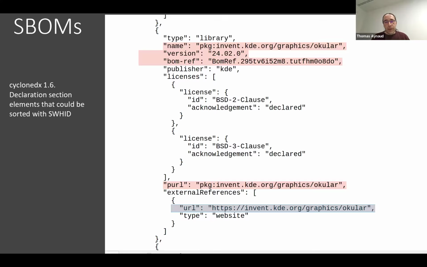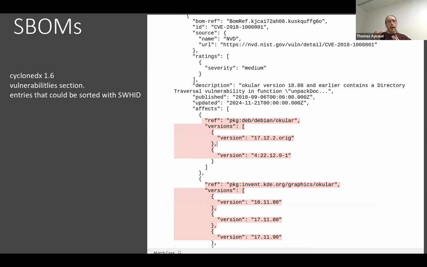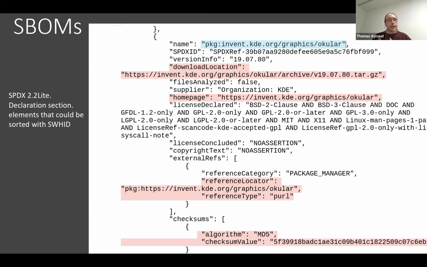With the SWHID, you are really declaring that you rely on this specific code. You can also put that in the vulnerability section, for instance. Some entries can also be sorted out with the SWHID. You can replace that you are affected by this package issue, for instance, and say, okay, it starts at this SWHID and stops at this SWHID, and so on. And it can also be used in SPDX format.